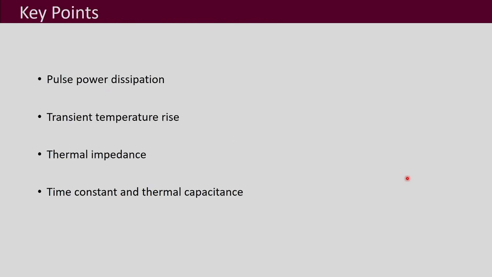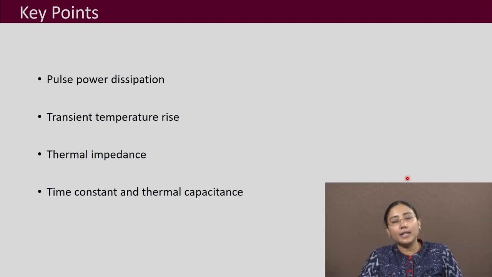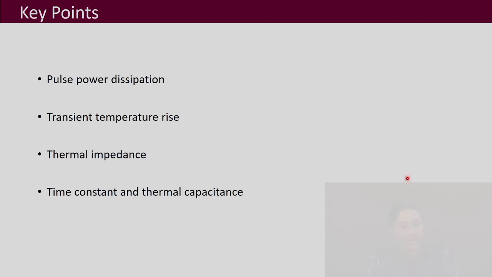So, the key points of this lecture are that for pulsed power dissipation, depending on the frequency, if the frequency is low, then the transient model is applicable, and so the temperature rise is transient, and thermal impedance is used there instead of thermal resistance. And in thermal impedance, it's the time constant which plays a very important role.